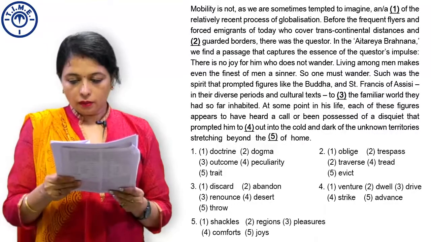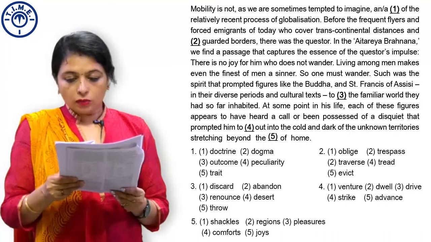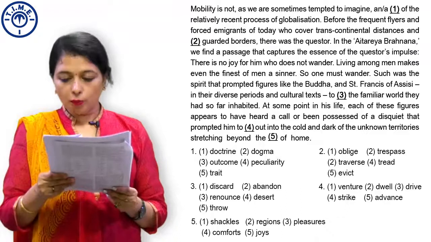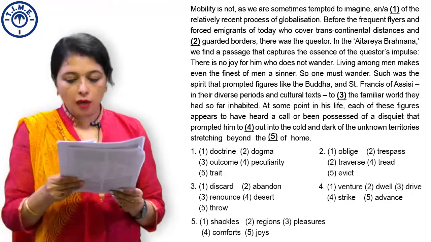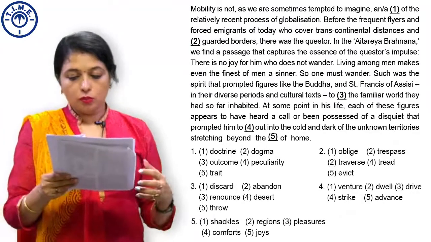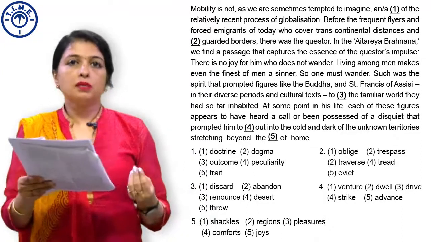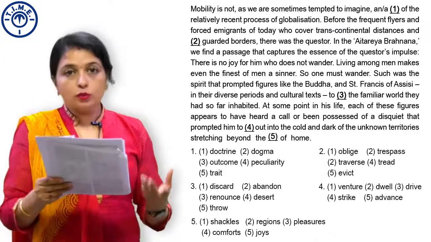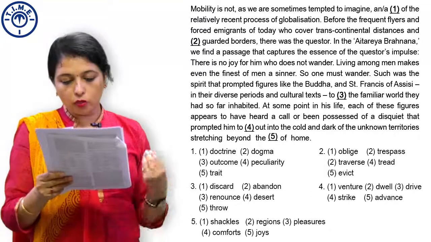The fourth blank now says, a call. At some point in his life, each of these figures appears to have heard a call or been possessed of a disquiet that prompted him to dash out into the cold and darkness. Now, to dash out into the cold and darkness is not an easy task. It needs a lot of courage to do so. So, let us look at the choices. They say venture, dwell, drive, strike or advance.